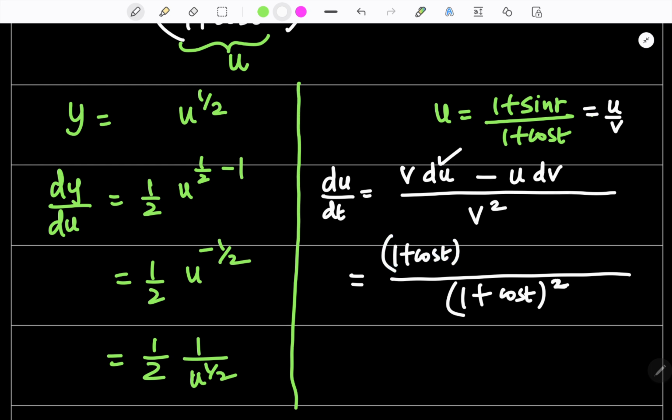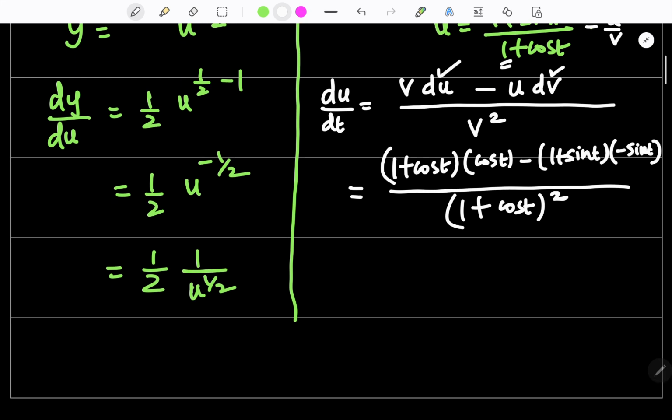Derivative of u means the numerator part. So what is the derivative of u? The derivative of 1 is 0, sin t derivative is cosine t. Minus, keep u, which is 1 plus sin t, times the derivative of v, the denominator. The derivative of 1 is 0, cosine t derivative is minus sin t.